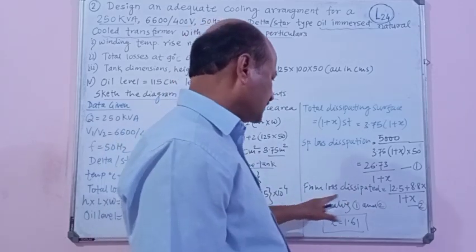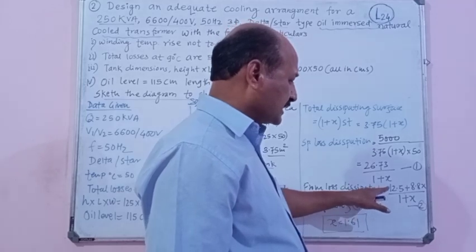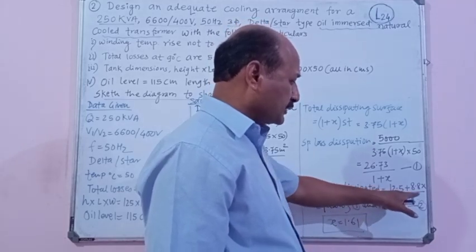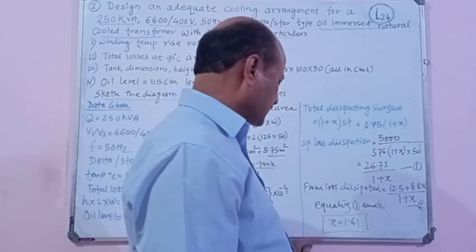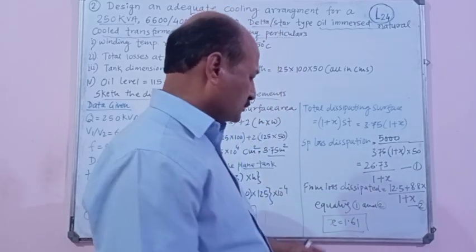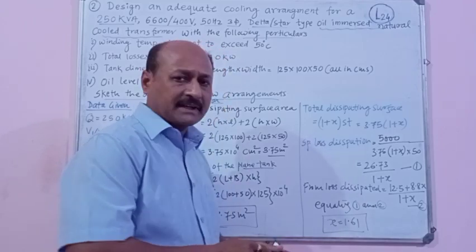So from loss dissipated, which equals the standard equation, 12.5 + 8.8x divided by (1 + x). Equating both the equations and calculating the value of x, we have the value of x equals 1.61. Now see the next part of the numerical.